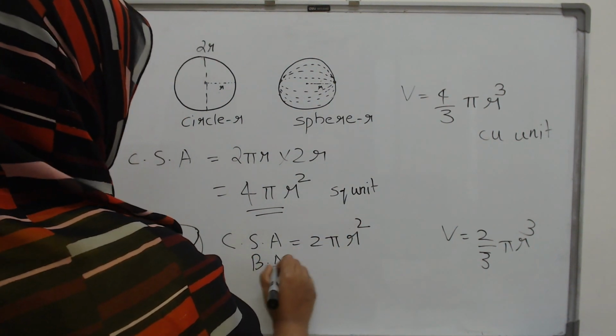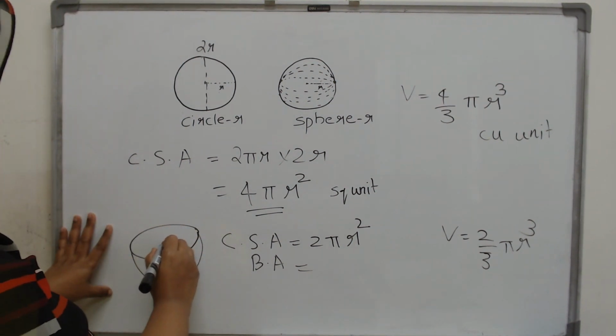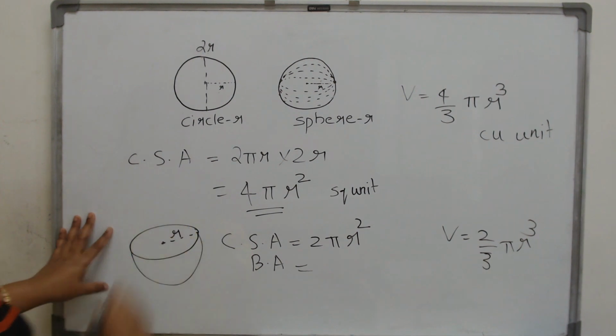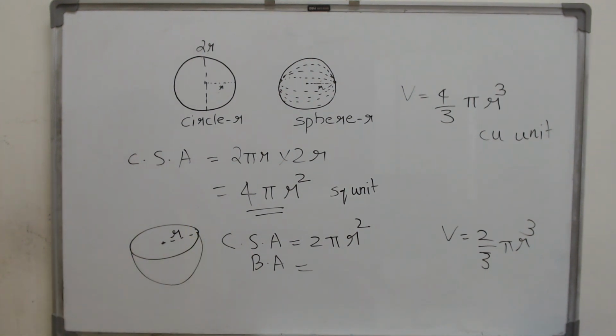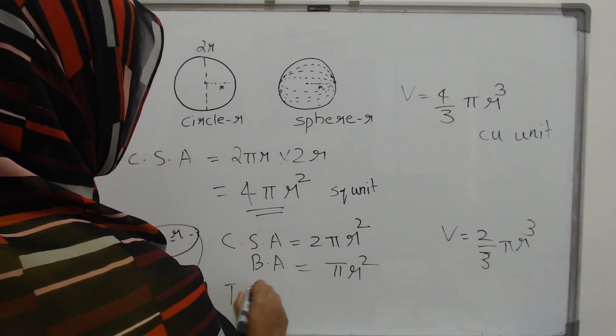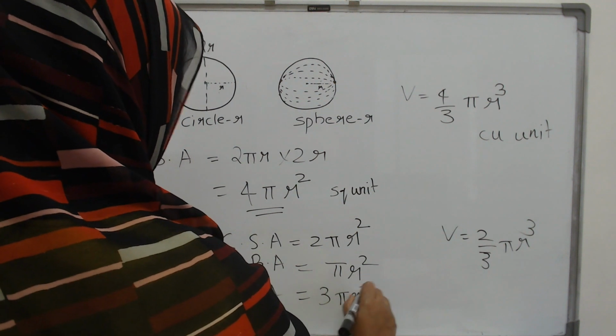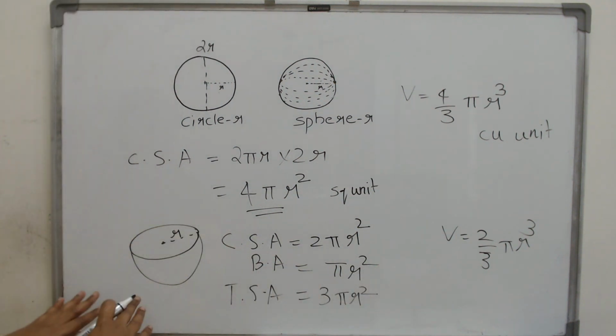There is a base. And what does that base look like? It looks like a circle. And what will be its radius? Its radius will be r. Then what is its area? Its area is pi r square. Now what is the total surface area? Both of these added, which is 3 pi r square. So when you take a hemisphere, the total surface area is 3 pi r square and its volume is this.